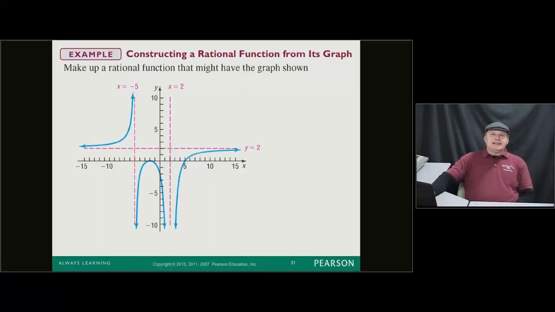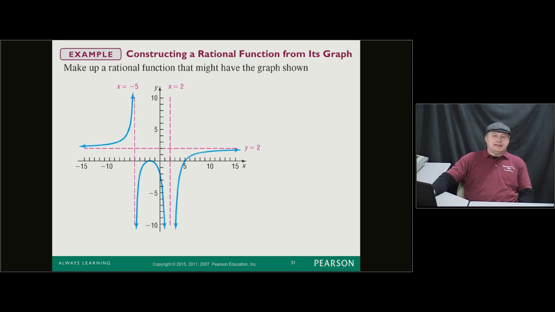Hello, this is our last video for this module, 3.4 and 3.5, and it's kind of a reversal of roles. In the past, we were given a rational function, and it was our job to graph it. Now remember what graphing really illustrates. Graphing means finding the solution. So when you graph something, you want to find the solution to that given function.